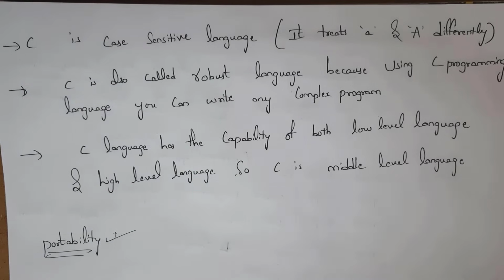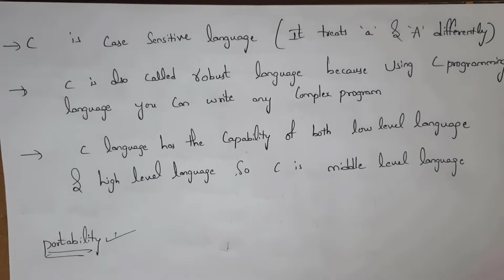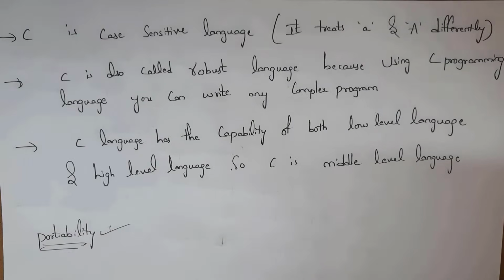C is case sensitive language. For example, if you consider small a and capital A, both are not same. It will treat capital A and small a differently. This is meaning of case sensitive language. C is also a robust language because by using C language, we can develop complex programs. So we call this C language as robust language. We can also call this C language as middle level language because C has capability to understand both low level language and as well as high level language. So we call this C language as middle level language.